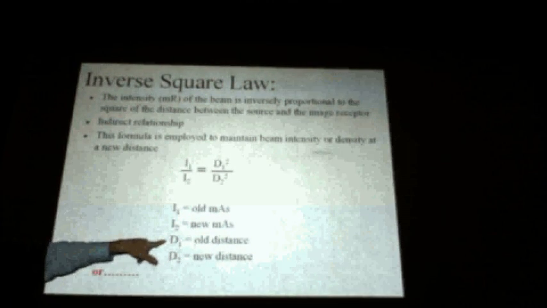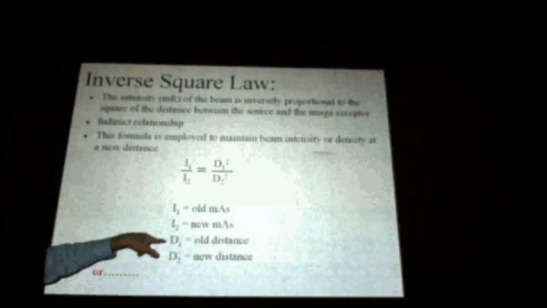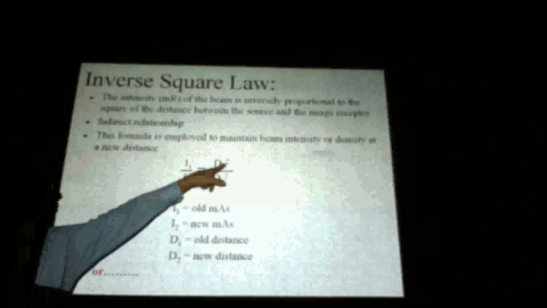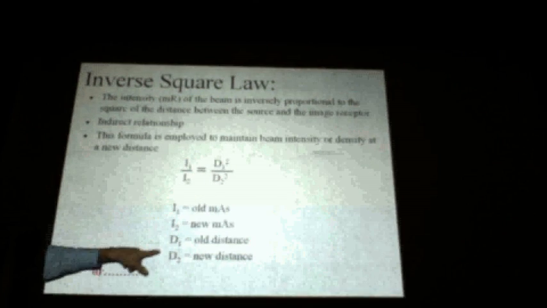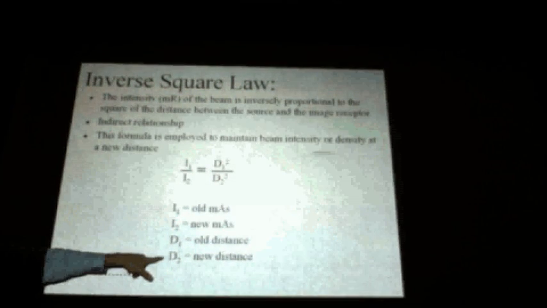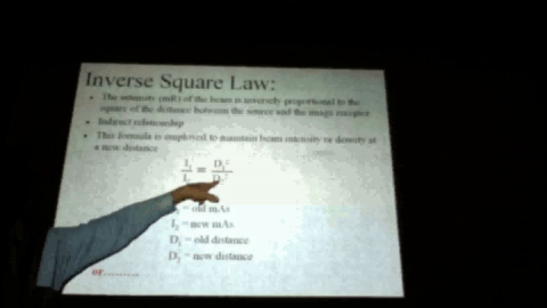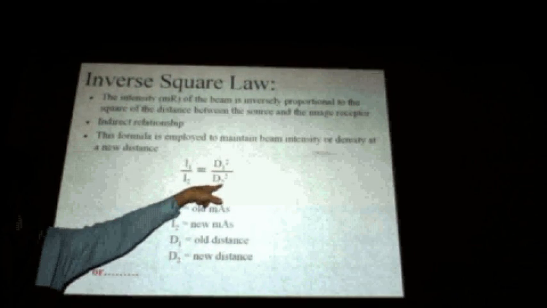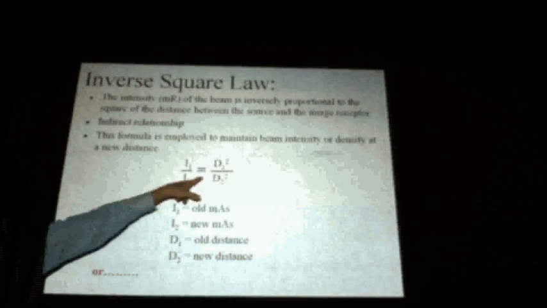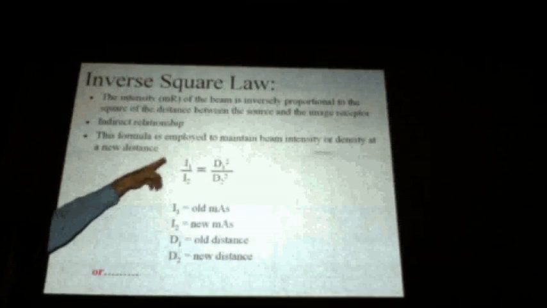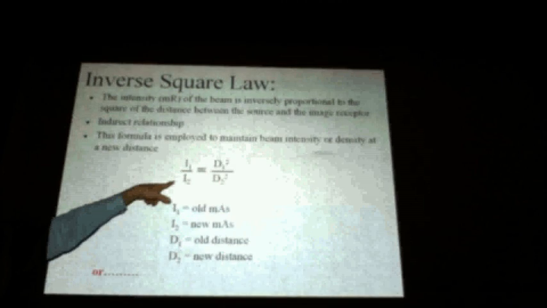And then D1 is the old distance, which would be 40 inches. D1 goes here, and I'm going to square it. So it would be 40 squared. And my new distance is 50 inches. So that would go here, and I'm going to square it, so it would be 50 squared. So I would have 40 squared over 50 squared, and then my old mass was 10 over x.